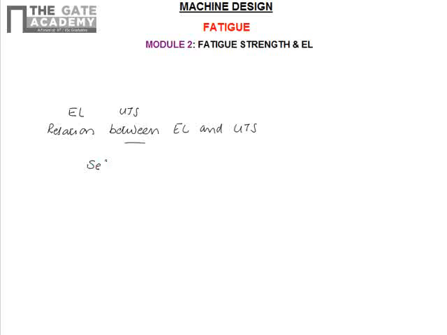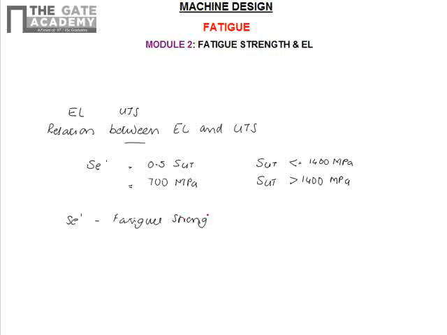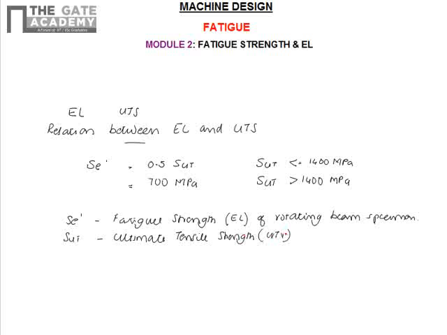It can be seen that SE dash is equal to 0.5 times SUT when SUT is less than or equal to 1400 MPa, and SE dash is given as 700 MPa when SUT is greater than 1400 MPa, where SE dash, as we have seen in the previous module, is the fatigue strength, or I would say endurance limit of rotating beam specimen, and SUT is nothing but the ultimate tensile strength of the material, or UTS of material.